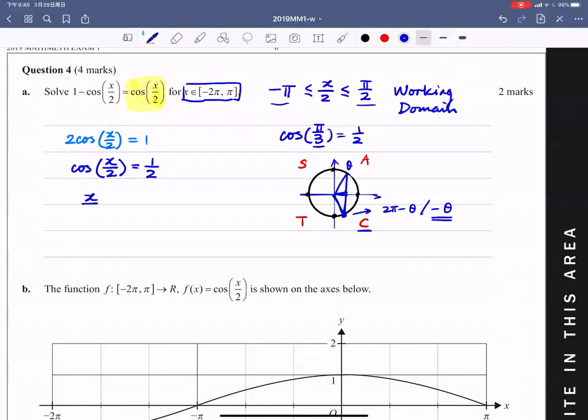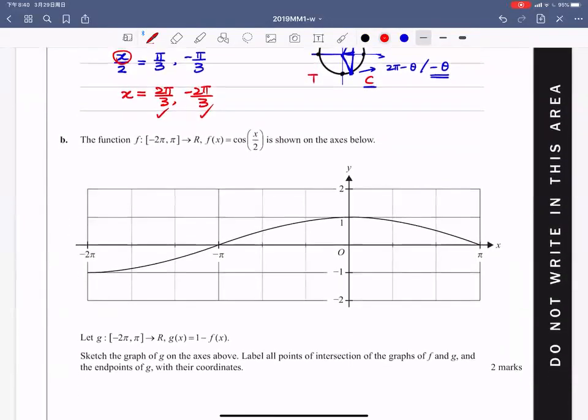So you only have 2 possibilities. Half x is pi on 3, and it could also be minus pi on 3. But don't forget, I'm looking for x. So your x value should be 2 pi on 3, minus 2 pi on 3. Okay? Only these 2 solutions.